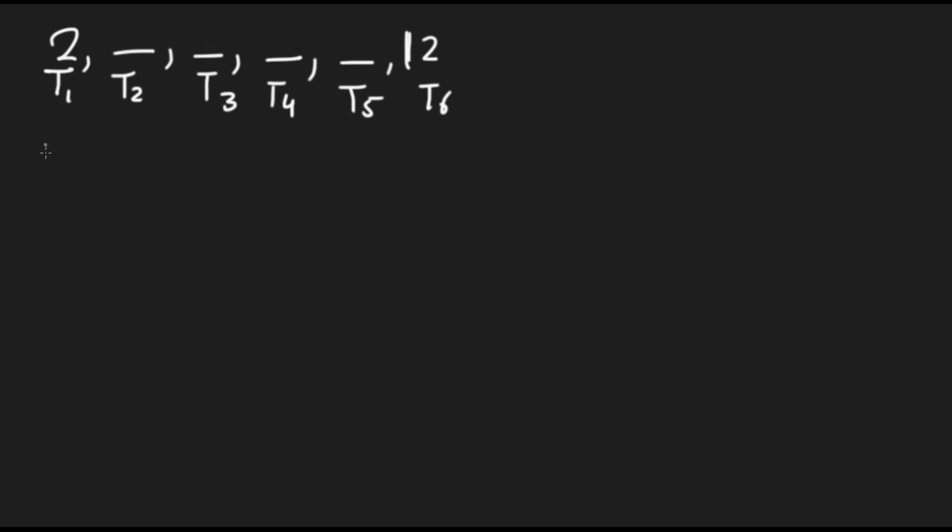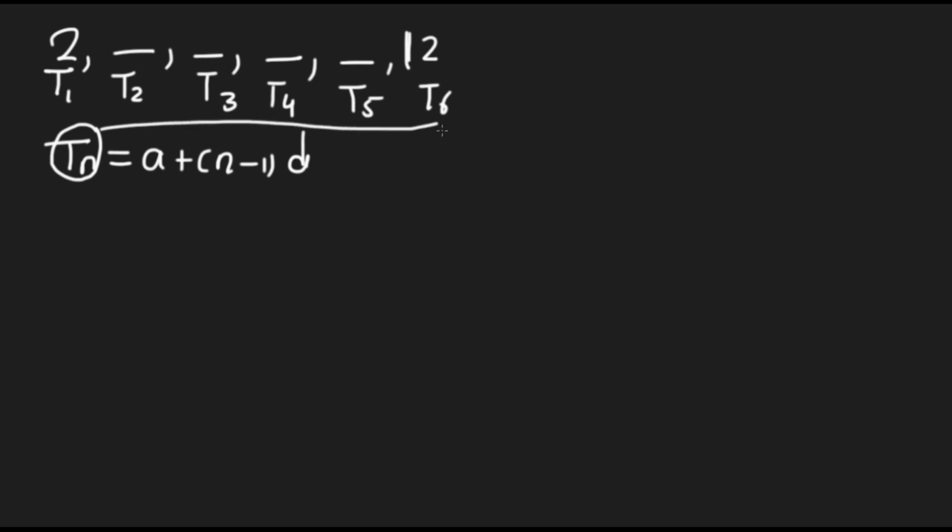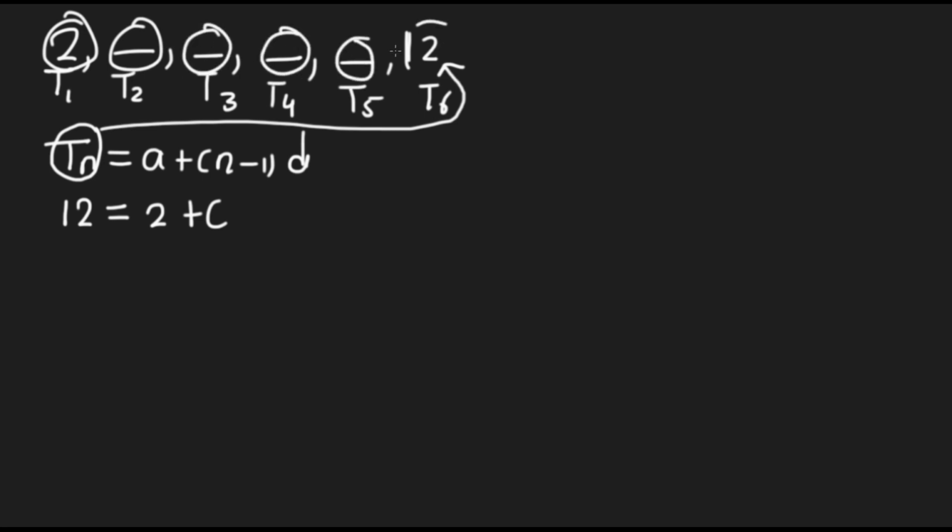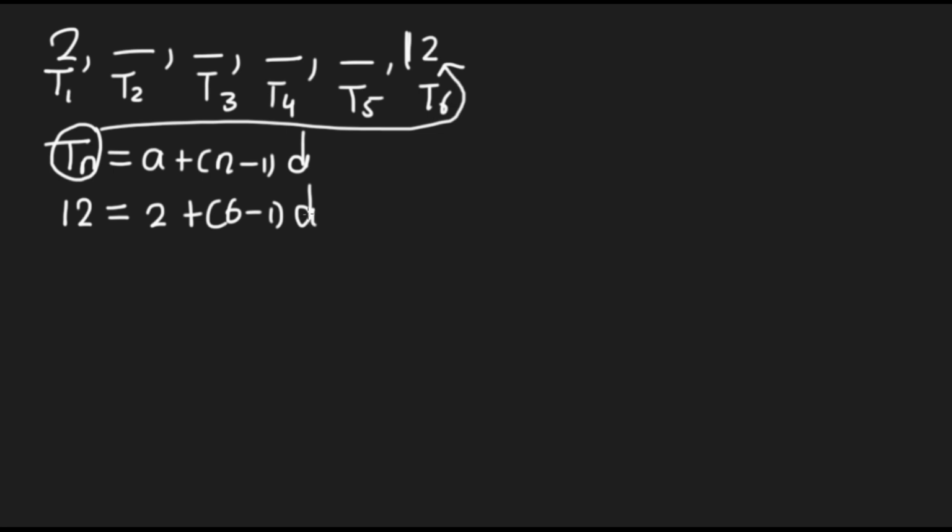Right, so the formula is still this one. Let's use this formula to solve for D. Now, where there is Tn, you're supposed to substitute the last number. The last number in our sequence is 12. The first number is still 2 plus C. What is n? We just count the number of terms: 1, 2, 3, 4, 5, 6. So there are 6 terms in this sequence. So we have 6 minus 1. Then our target is to solve for D.